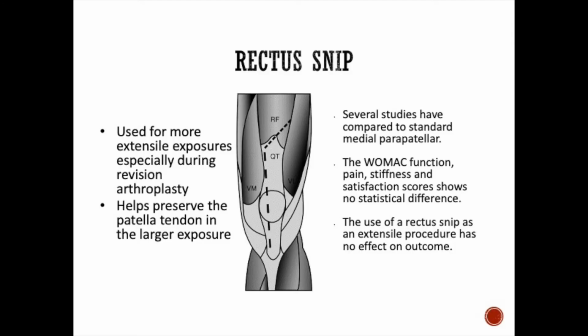The rectus snip is used for more extensile exposures, especially during revision arthroplasty, but it helps preserve the patellar tendon by not overstressing it and increasing exposure proximally. Several studies have compared it to the standard medial parapatellar approach and haven't really found any difference in outcome scores. So it is a great means of cutting back across the quadriceps tendon, even into the rectus femoris if need be, and flipping open the whole extensor mechanism there to gain your full exposure.